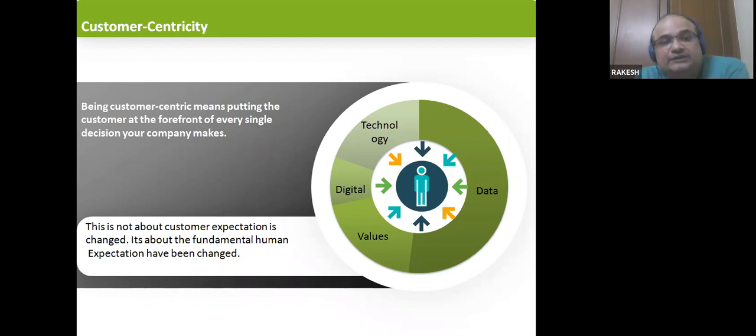That word is wrong, I did it by mistake. Customer expectation is changing. Every day, every minute, customer expectation has been changing. Not customer expectation, fundamental human expectation itself has changed.